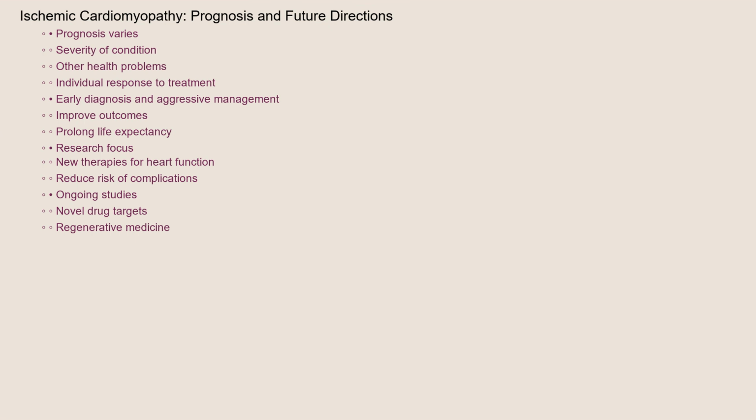The prognosis for ischemic cardiomyopathy varies depending on the severity of the condition, the presence of other health problems, and the individual's response to treatment. Early diagnosis and aggressive management can improve outcomes and prolong life expectancy. Research continues to focus on developing new therapies to improve heart function and reduce the risk of complications. Ongoing studies are exploring novel drug targets and regenerative medicine approaches to repair damaged heart tissue. While there is currently no cure for ischemic cardiomyopathy, advancements in treatment are continually improving the quality of life for those living with this condition.